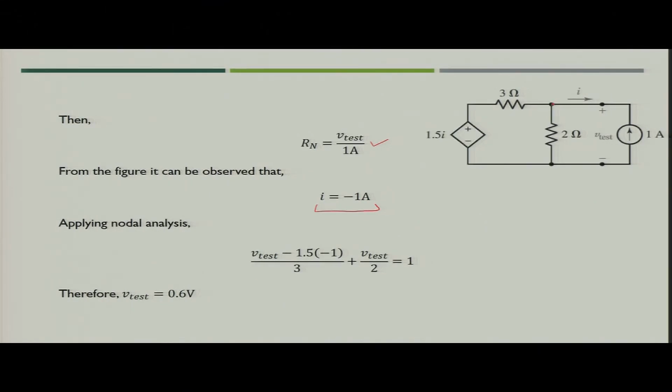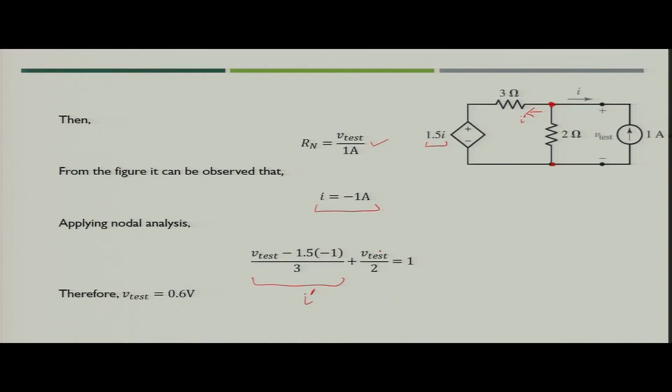Now, if you apply nodal analysis here, what can you write? Since V test is across these two terminals, you can see V test across the 2 ohm resistance. Now, what you need to do is just apply Kirchhoff's current law at this node and find out the value of V test. So, at this node, you will first see V test minus 1.5 into I. I is minus 1 ampere, so this will become 1.5 into minus 1, divided by 3. That is the current flowing in this direction. Let us say it is I dash. So, I dash is nothing but V test minus the value of this dependent voltage source, divided by the 3 ohm resistance.